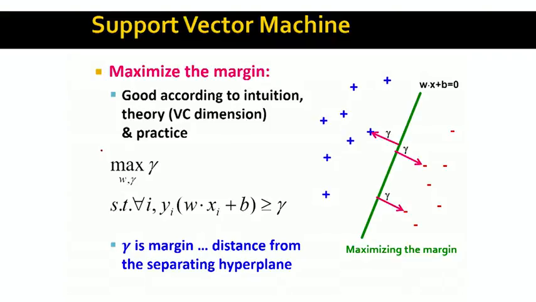So the optimization problem to find W that we identified so far simply says we want to find W such that our confidence in prediction over all the training examples is at least gamma. Now the whole exercise will be, how do we go and find such W that maximizes the value of the margin, the value of gamma?